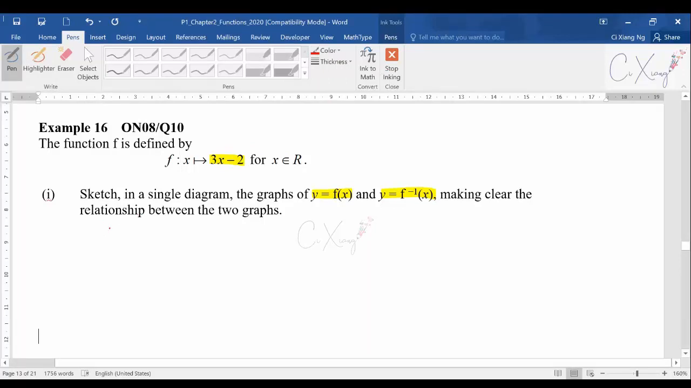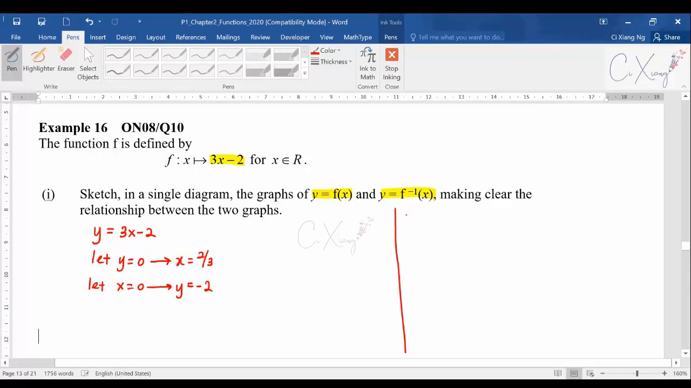First I will need to draw the original function. To draw the graph of y equals 3x minus 2, this is a linear graph, so I need 2 points to sketch it. I will let y equal 0, then you will get the value of x, which is 2 over 3. And then you can let x equal 0, and the value of y that you get is negative 2. By having these 2 points here, you can sketch a graph for both of the functions.